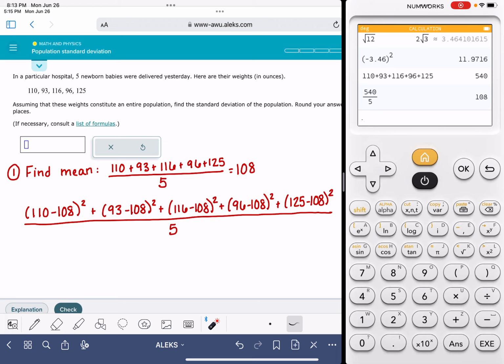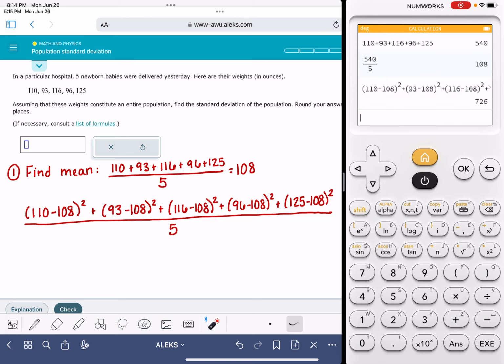We definitely want to use a calculator for this. Our first number is 110 minus 108. That's going to be squared. And then to that, we're going to do 93 minus 108 squared, and 116 minus 108 squared, 96 minus 108 squared, and it's really handy if you have a calculator that's able to calculate standard deviation for you. That's going to save you a lot of time with this problem.